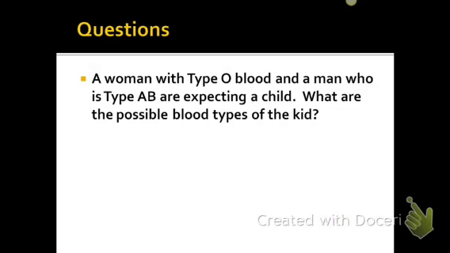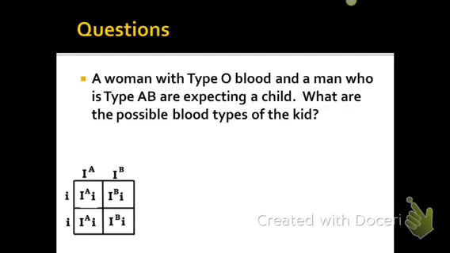Okay, so we're going to go into making some Punnett squares. A woman with type O blood, which means lowercase i, and a man who is type AB, so capital IA, capital IB, are expecting a child. What are the possible blood types of this child?